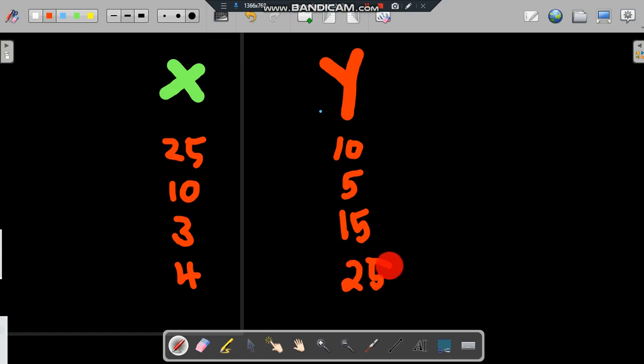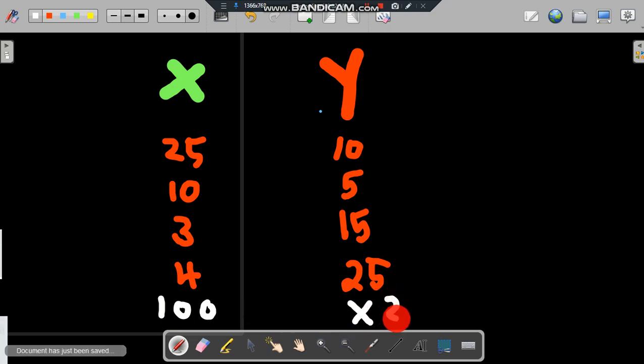If that is the case, what is the corresponding value of y when x takes some value, say 100? What would be the value of y? And this type of problem we call an interpolation problem.